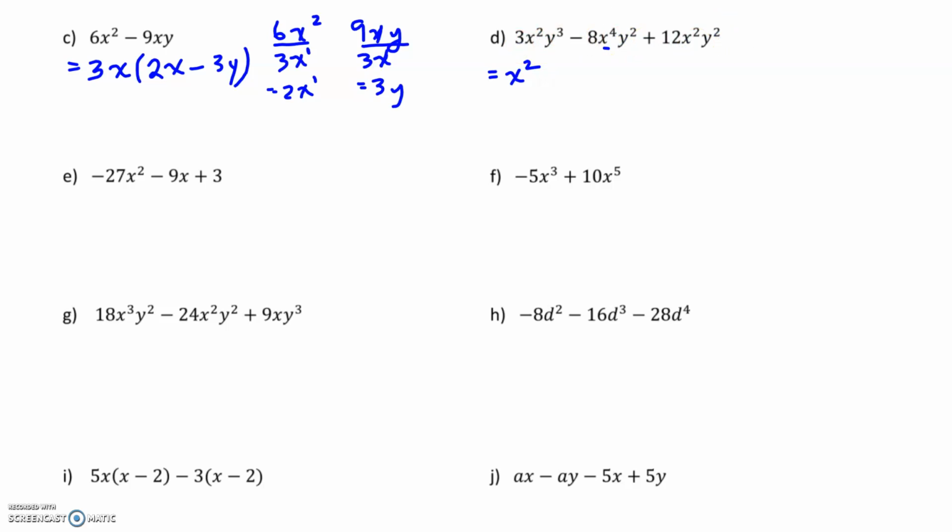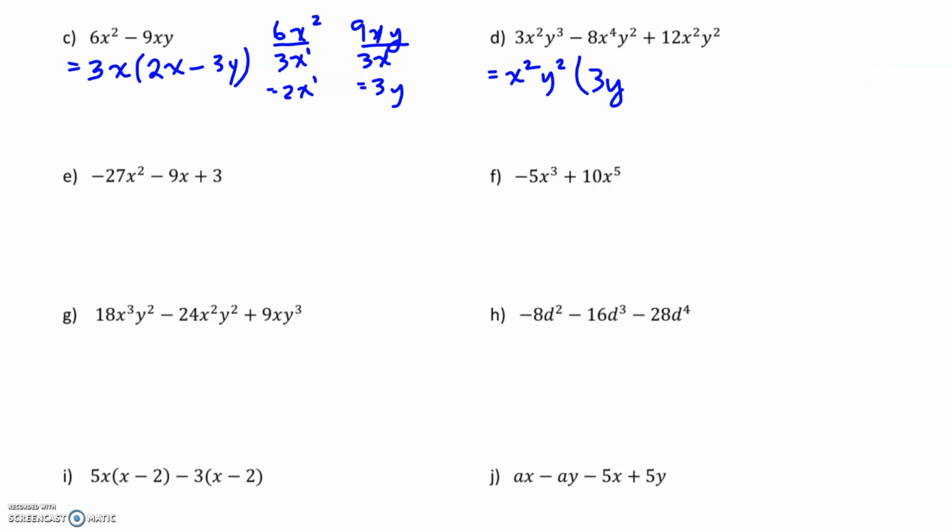Okay, now I'm going to look to my y's. So I have y to the 3, y to the 2, and y to the 2. So again, my variable with the lowest exponent is going to be y to the 2. So x squared, y squared is my common factor. And now I have to divide each term by x squared, y squared. So here's my first term, 3x squared, y cubed, and I divide it by x squared, y squared. So the coefficient in front is 1. 3 divided by 1 is 3. The x squares cancel. Y cubed divided by y squared would be y to the 1. So there's my first term.